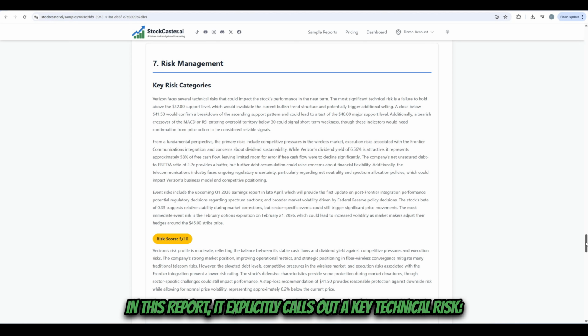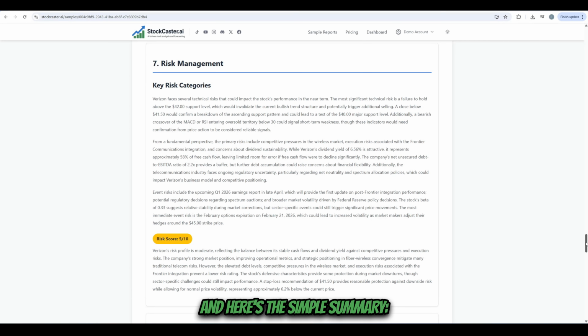In this report, it explicitly calls out a key technical risk, losing the support area and what a breakdown would imply. And here's the simple summary. Risk score 5 out of 10, meaning moderate. Not ultra safe, not extreme, right in the middle.